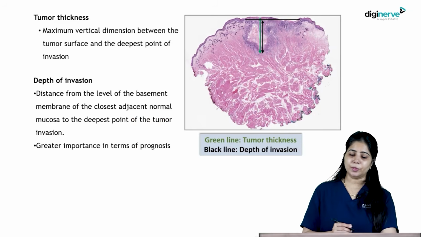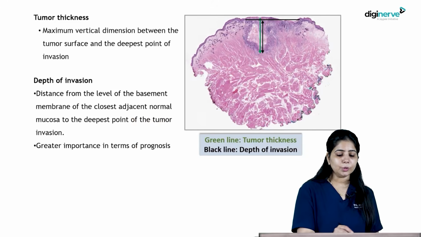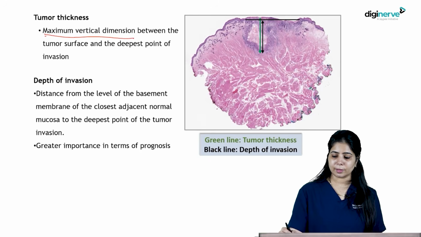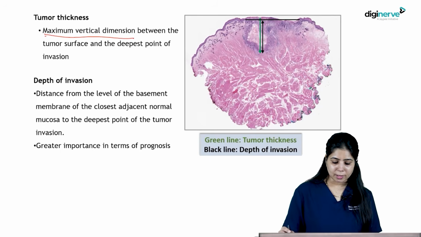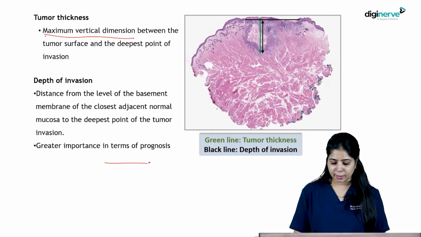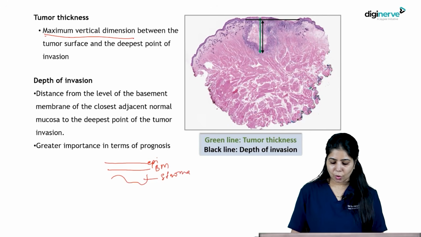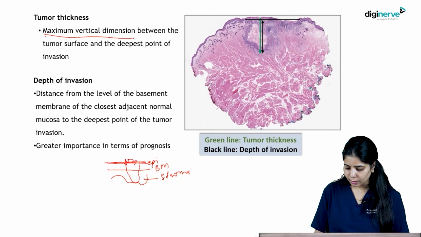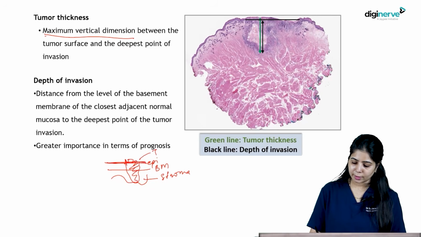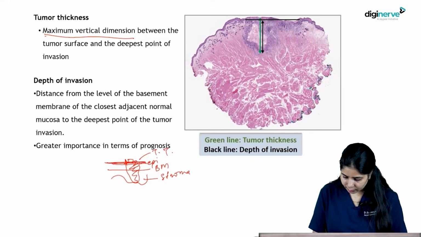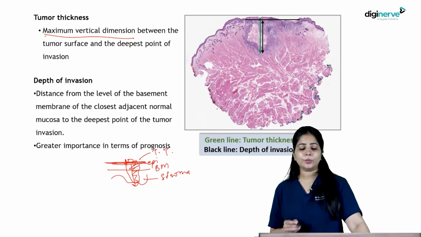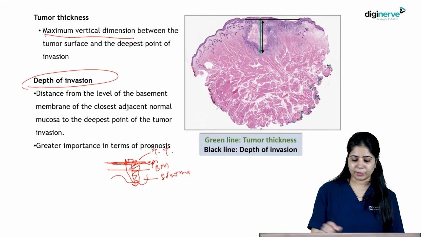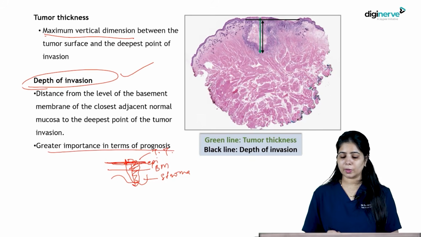Okay. Tumor thickness and depth of invasion. As I had mentioned earlier, tumor thickness is the maximum dimension from the tumor surface to the deepest point of invasion. And depth of invasion is from the basement membrane. So you have epithelium, okay, then you have basement membrane, then you have stroma. If you have a tumor like this, what you measure from the surface of the tumor will be tumor thickness. But what you measure from the basement membrane to the deepest point of tumor invasion is called depth of invasion. Like I said, it has importance in prognosis.